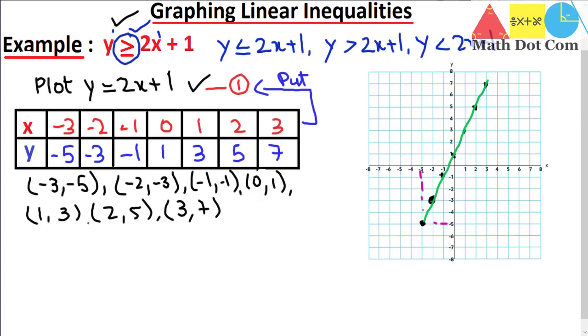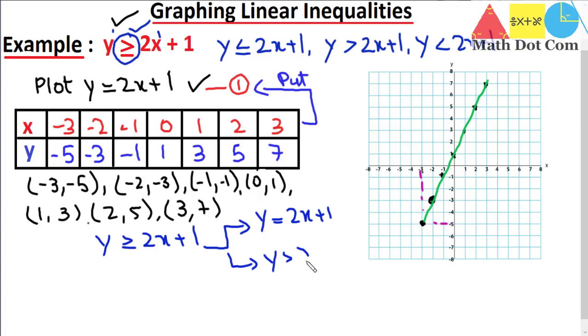Now what is the next thing? Now I have to see what the inequality sign is. Here the inequality sign is greater than or equal to. So if I write y is greater than or equal to 2x plus 1, it means the solution set of this inequality, not the equality. If I split this into y equals 2x plus 1 and y is greater than 2x plus 1.